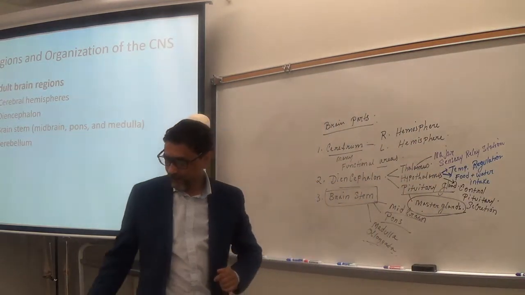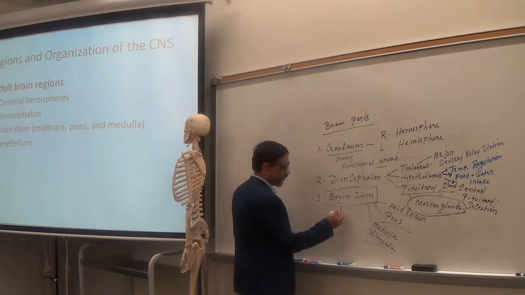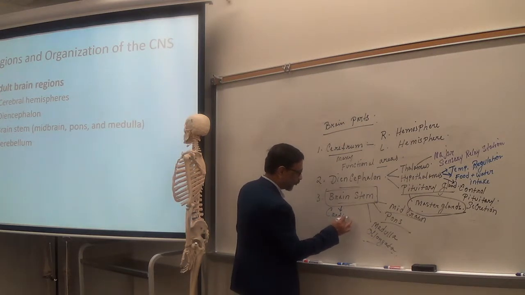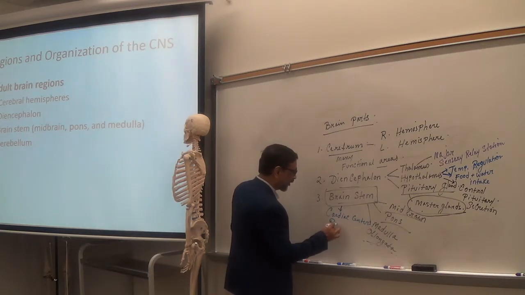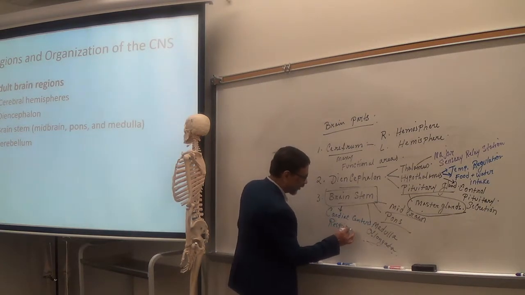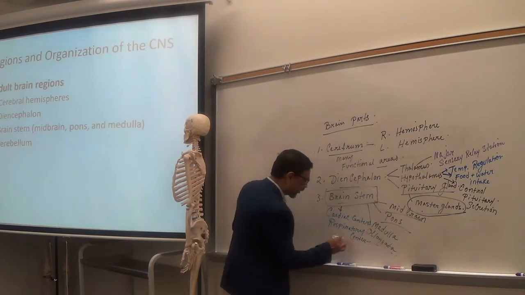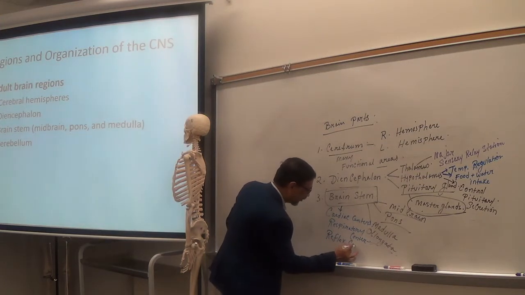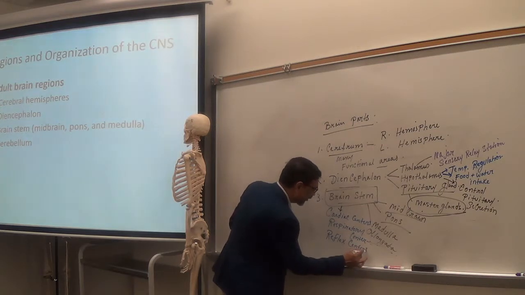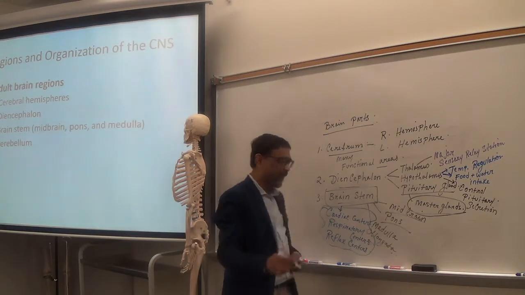So the functions of the brainstem: cardiac centers, respiratory centers, as well as reflex. Some reflex centers are there. So that's why the brainstem is very important. Okay.